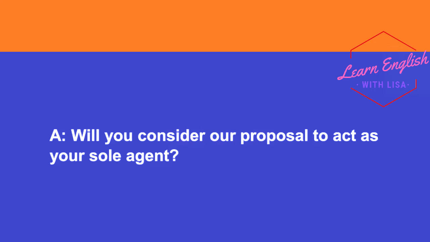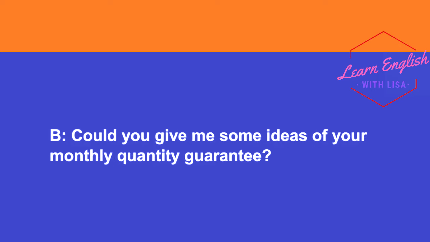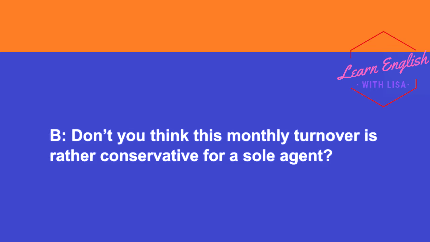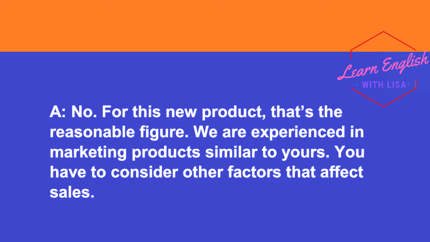Dialog 2. Will you consider our proposal to act as your sole agent? Could you give me some idea of your monthly quantity guarantee? 1,000 sets per month. How do you think of that? Don't you think this monthly turnover is rather conservative for a sole agent? No. For this new product, that's the reasonable figure. We are experienced in marketing products similar to yours. You have to consider other factors that affect sales.